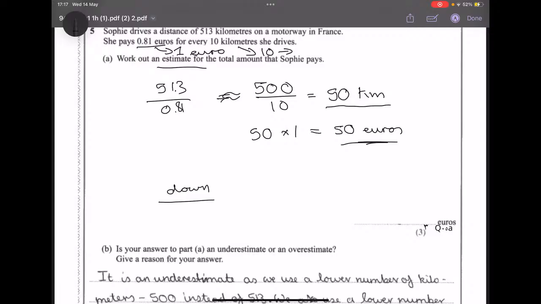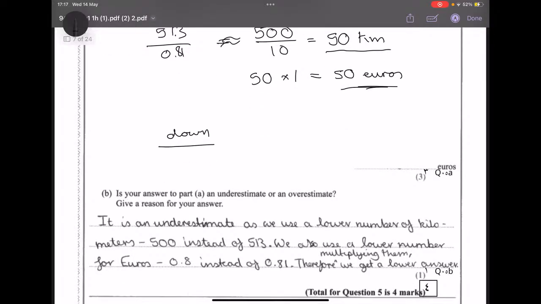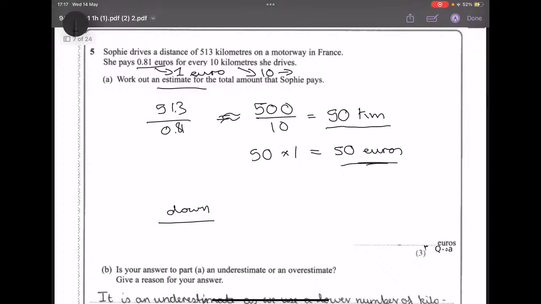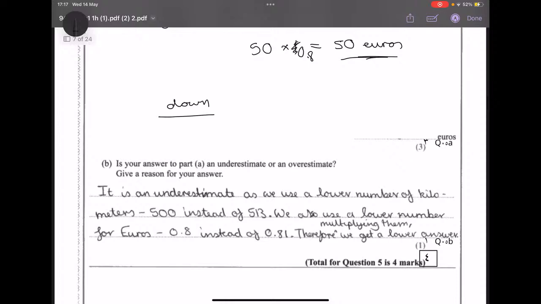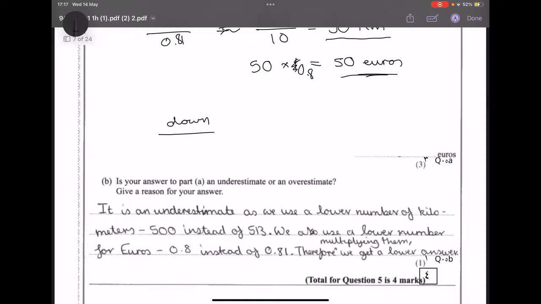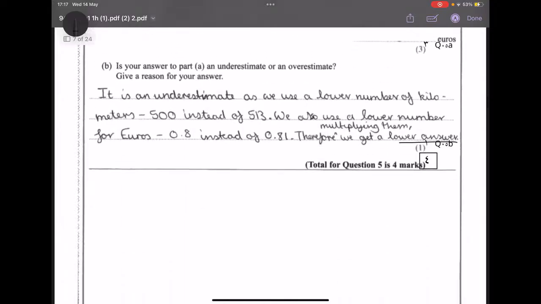Therefore, the distance we have is less, and what she is paying is more. Actually, we don't use 1, I think we'd round it down to 0.8. In fact, as we also use a lower number for euro, 0.8 instead of 1, we are downsizing and underestimating in both places. Therefore, we get a lower answer to part A. Therefore, it is an underestimate.